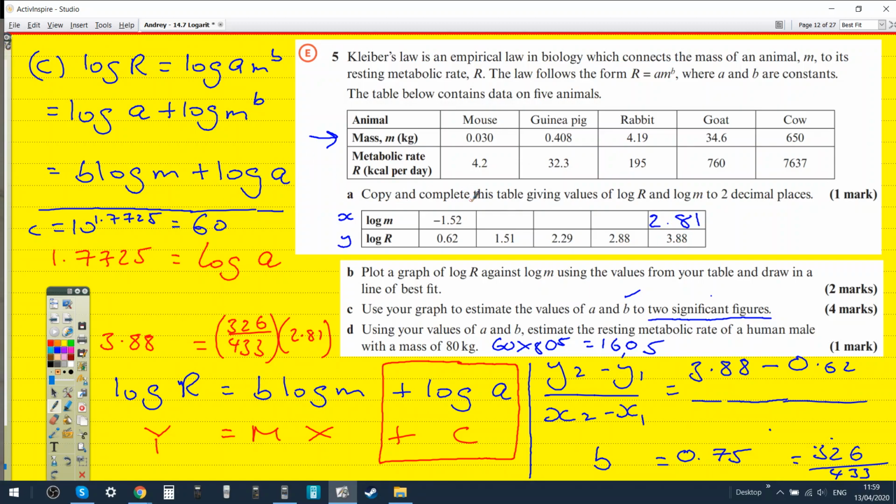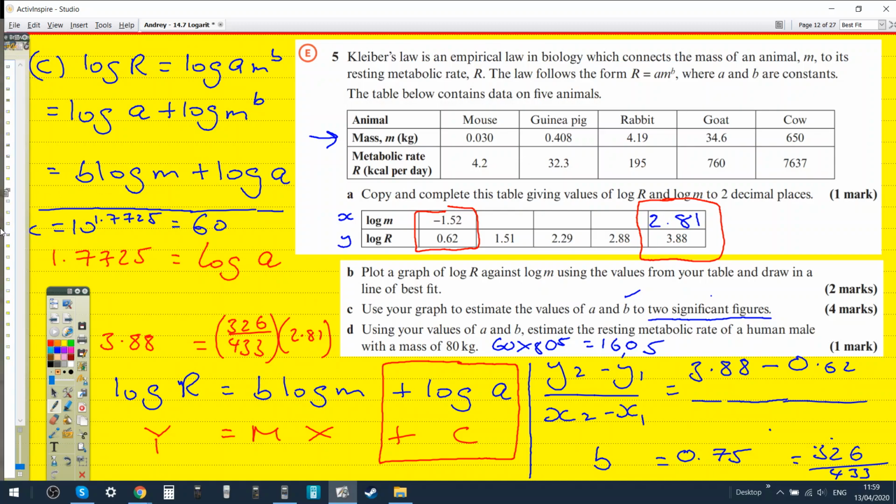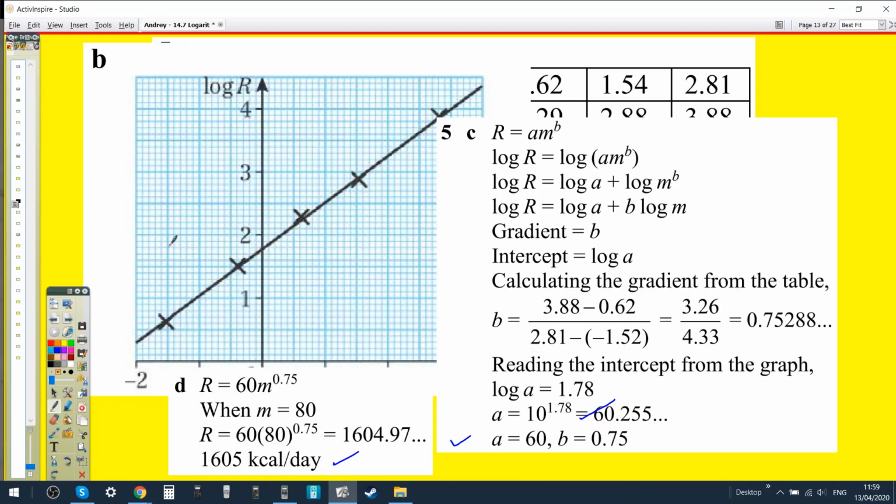Yes. So in theory, what you could do is use the first two. Like if we had gotten this one, you could use those two, but it's best to use the first and last because it takes into account the whole line. So it'll be as accurate a gradient as you can get. And then C is that bit is okay.